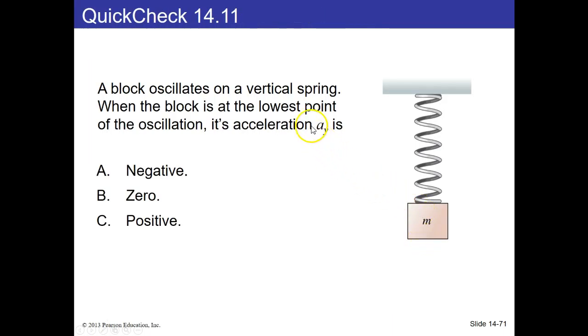So a block does oscillate on a vertical spring. When the block is at its lowest point of oscillation, its acceleration should be positive because it's not moving up yet, but it is getting pulled up. There is a force in the upward direction.